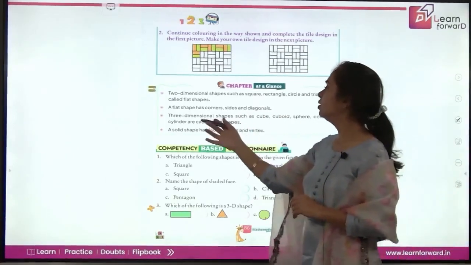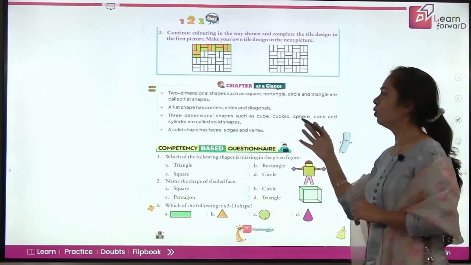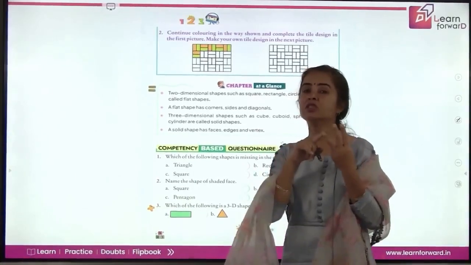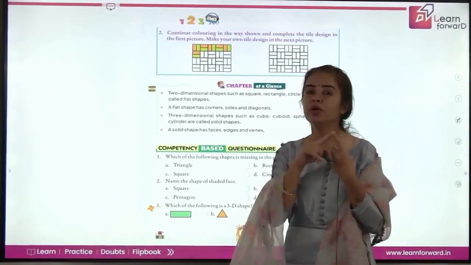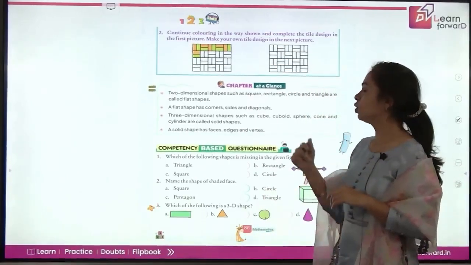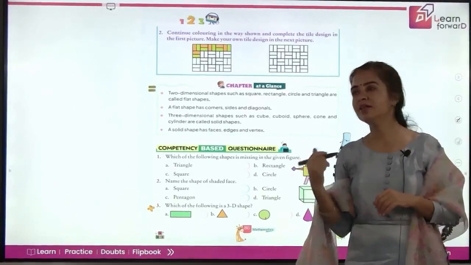Remember that. Three-dimensional shapes such as cube, cuboid, sphere, cone, and cylinder are called solid shapes. They have three dimensions: length, width, and more importantly, height, which gives it some thickness. Next, a solid shape has faces, edges, and vertices.